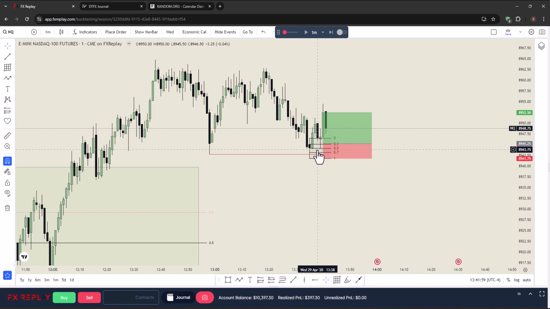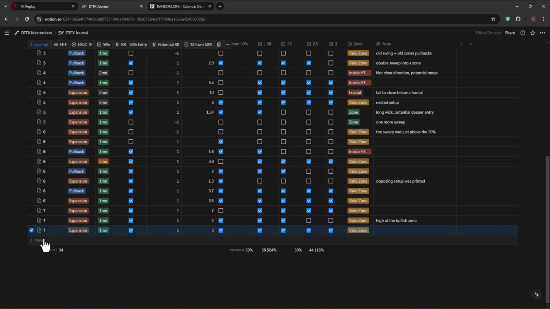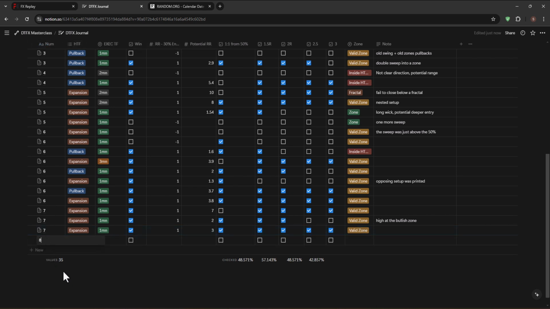Return back to the 30%. So in this case, it went to the 50%. So when I go to here, I will put like this: this was part of an expansion. I will write the 1 minute. It was a win, 2R, and the potential, I'm gonna let it run and see where it all goes. And here I'm gonna write, it gave me 1-to-1 from the 50%.